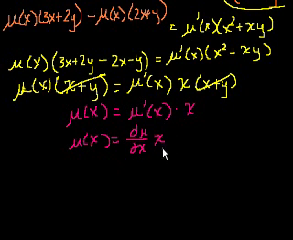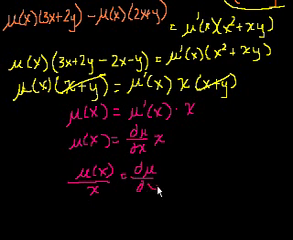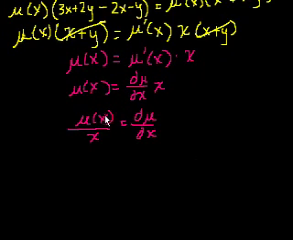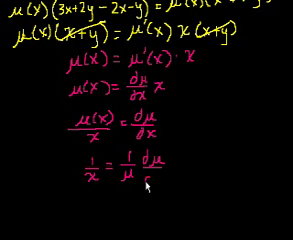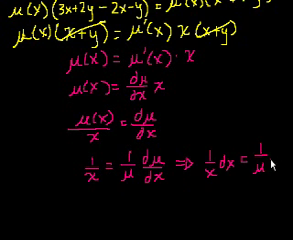So let's divide both sides by x. So we get mu over x is equal to d mu dx. This is just a separable equation now. And then let's divide both sides by mu of x, and we get 1 over x is equal to 1 over mu times d mu dx. I'll just write 1 over mu right now for simplicity. I'm actually going to go horizontal right here. Multiply both sides by dx, you get 1 over x dx is equal to 1 over mu of x d mu.